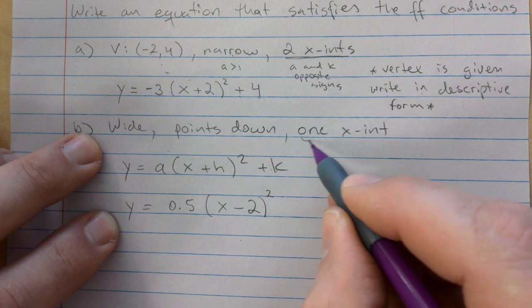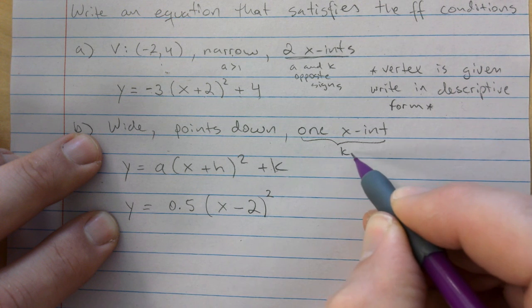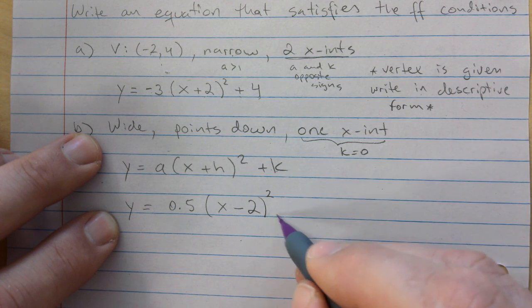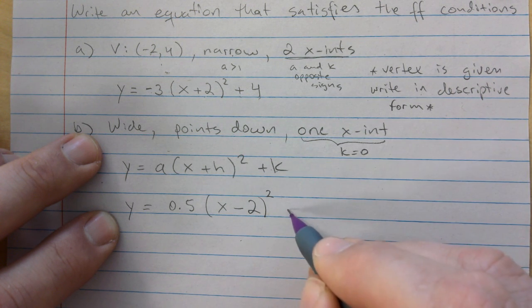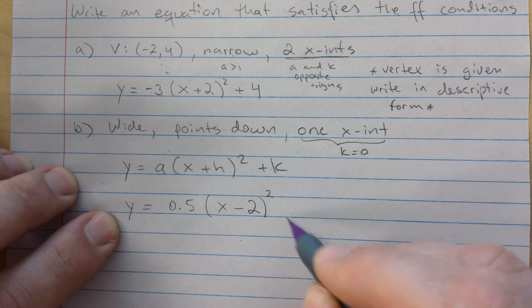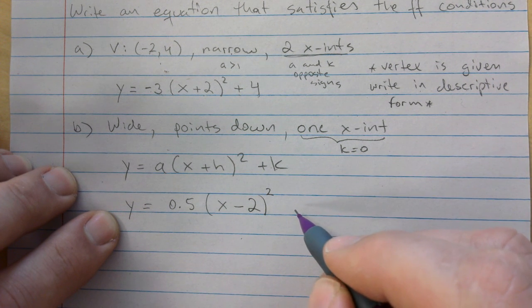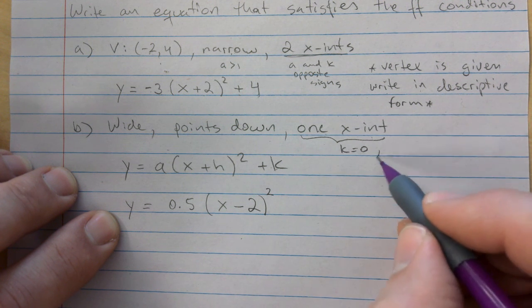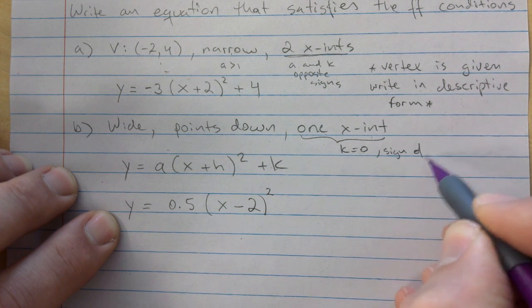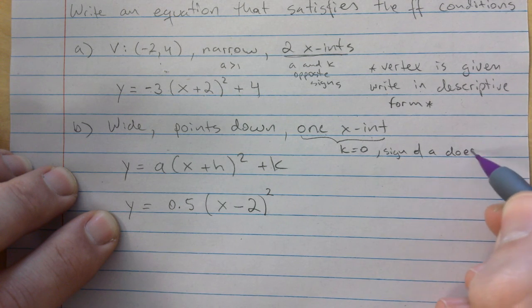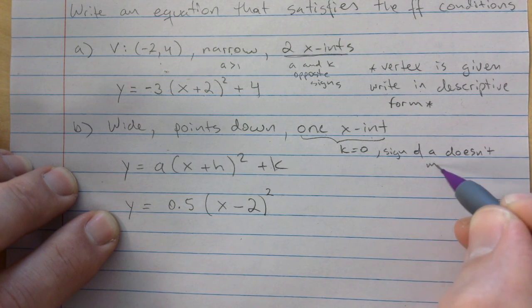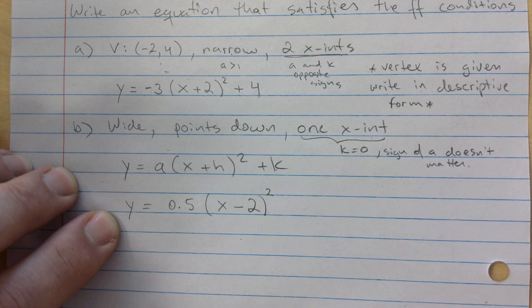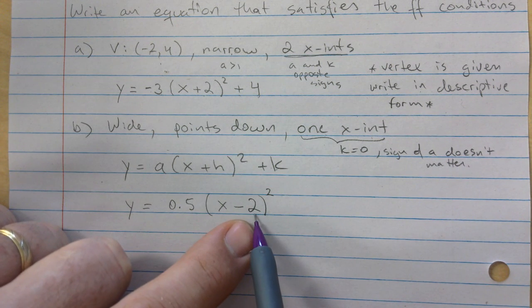I'll make a note here. K is equal to 0, right? So we're just going to omit putting a 0 or anything down there. It's just not there. K disappears. Okay? A doesn't matter. Sign of A doesn't matter. Okay? What about the -2, Mr. Dirksen? Why did you put that in there?